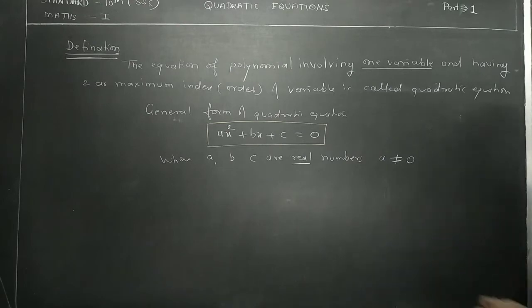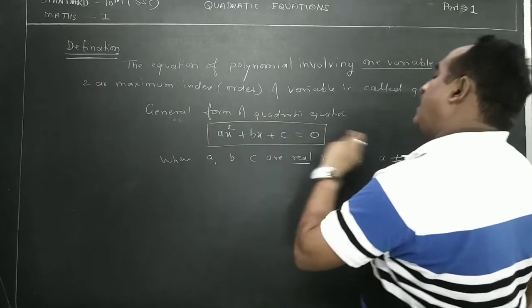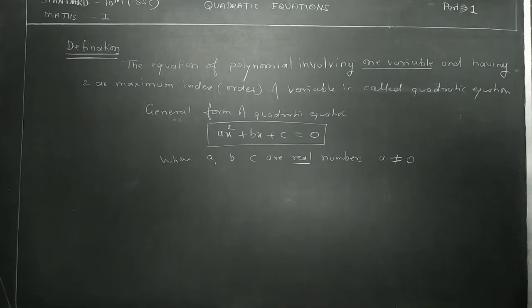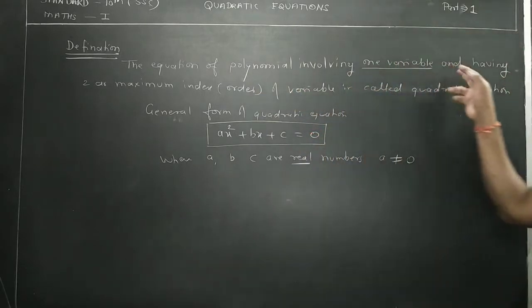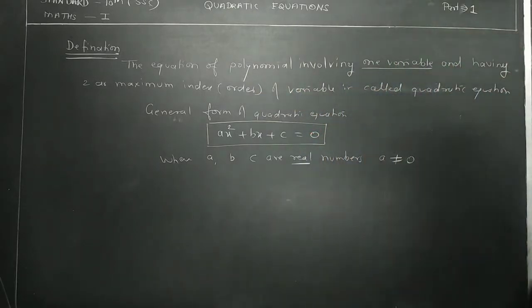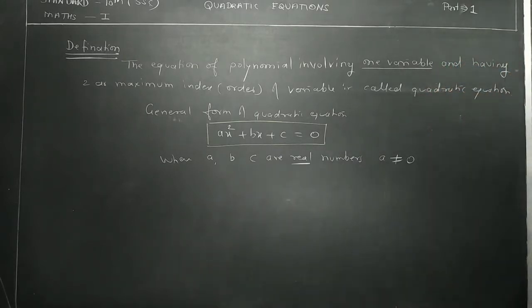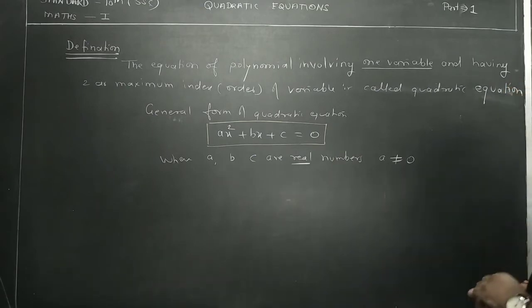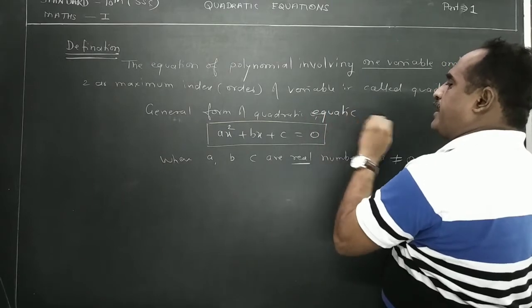As I told you, if a is equal to 0, 0 into x square becomes 0, then the index of this equation becomes 1. That is not a quadratic equation. Have you understood this? Once again, what is the definition? An equation of a polynomial involving one variable and having 2 as the maximum index, the order of the variable, is called a quadratic equation. And what is the general form of quadratic equation?